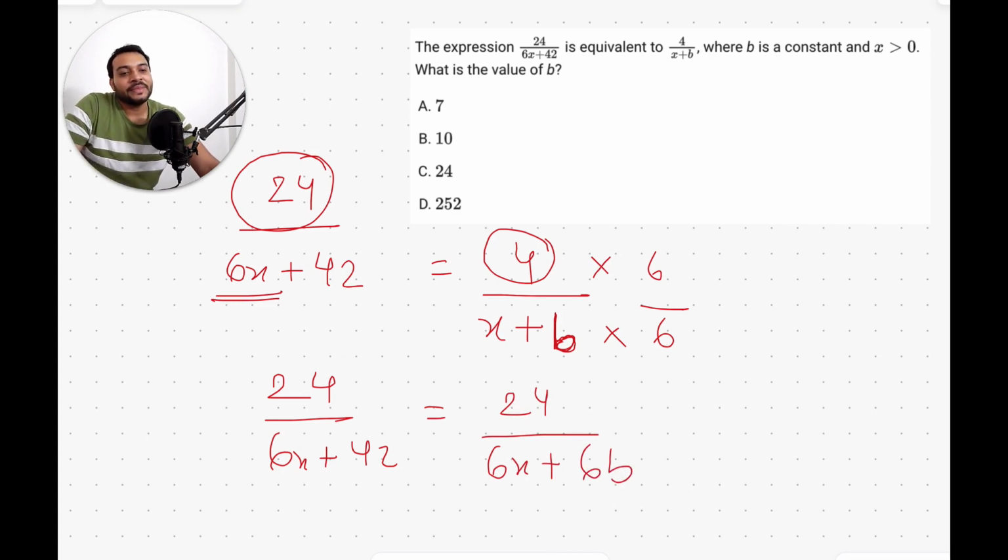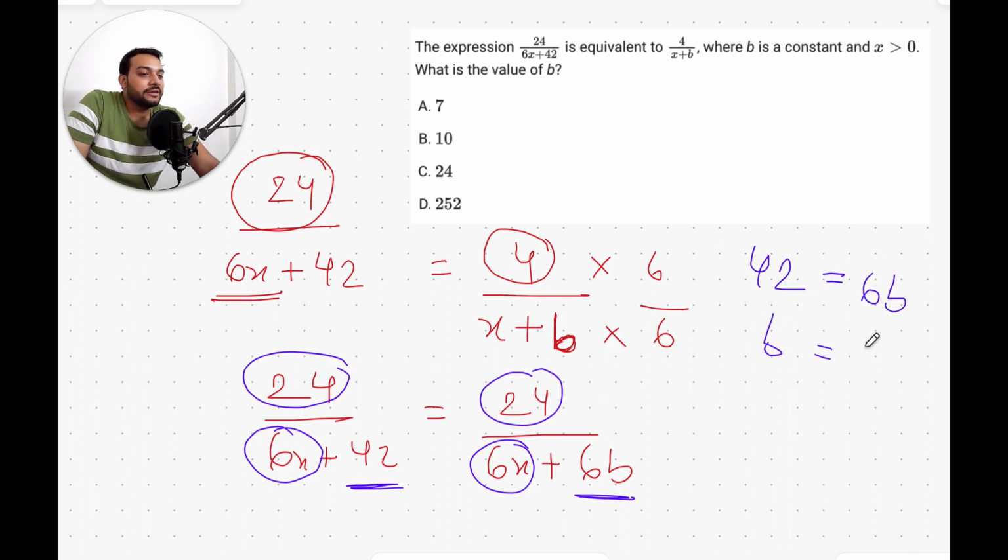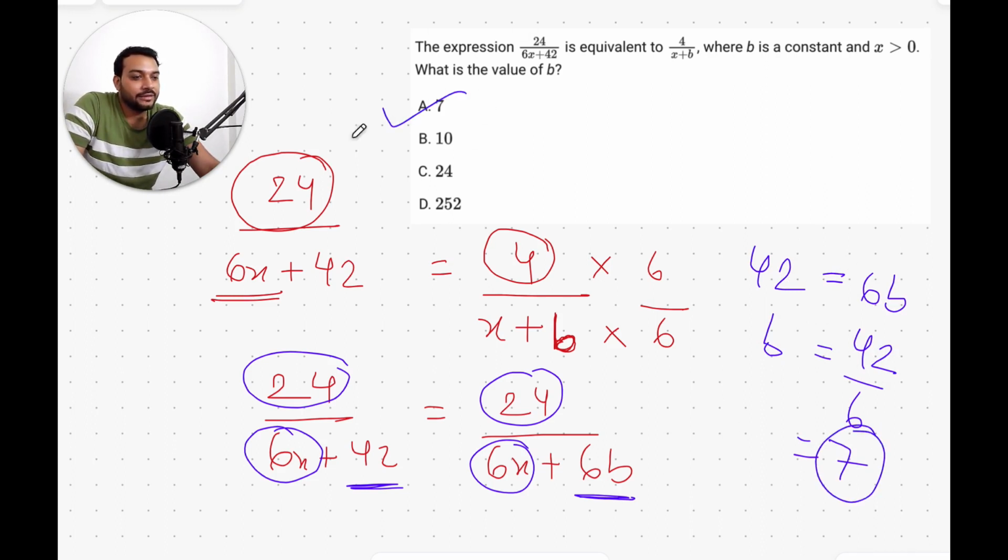Now you see they fall into exactly what's required. So 24 is equal to 24. 6x is 6x on both sides. So that means 42 is equal to 6b. That's the comparison you need to do. And from here, b is equal to 42 over 6, which is a clear 7, which is option A for us. Okay, so this was a standard question on comparisons.